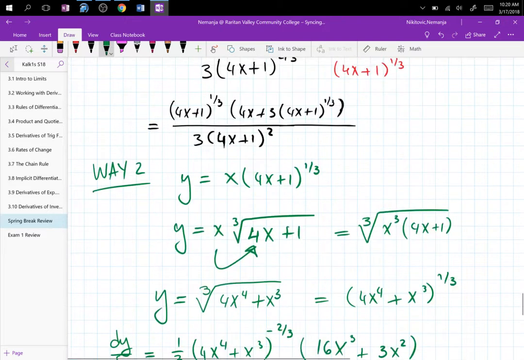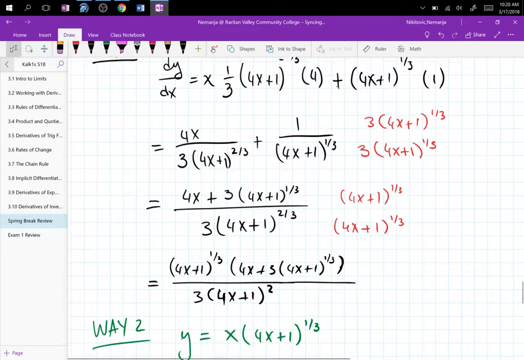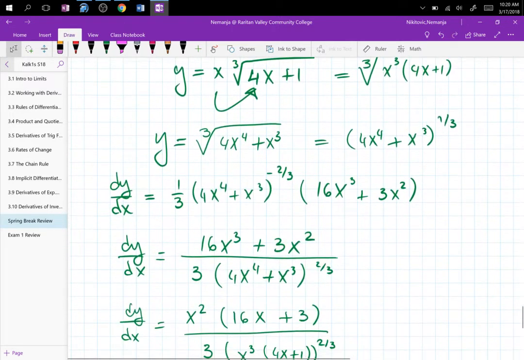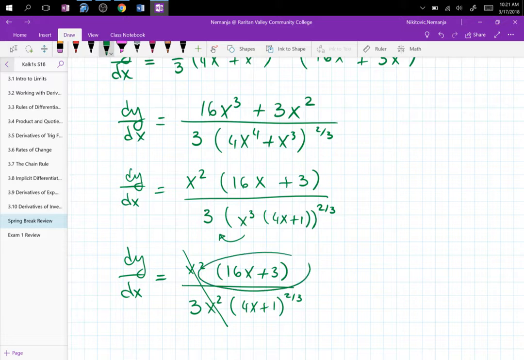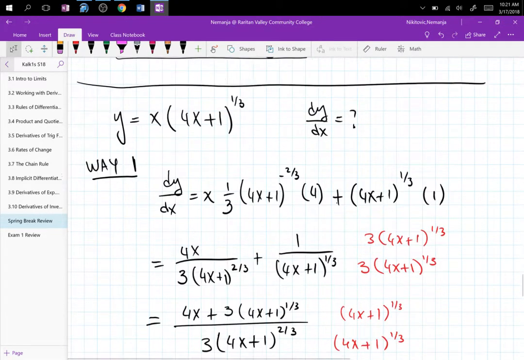Now, why is that not the same as the one we had up there? Like this one over here. It bothers me. Because they're supposed to be the same. See, I have 16x plus 3, and over there I don't have 16x plus 3. Because we have the same denominator, so they should be the same. There is a mistake somewhere. Let me just check all of the derivatives.